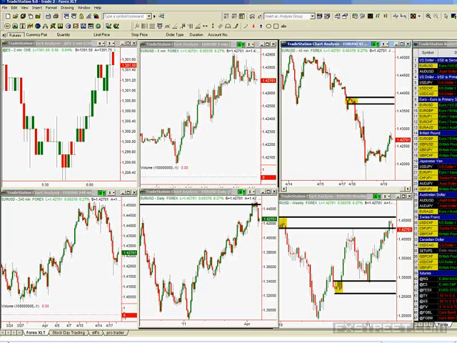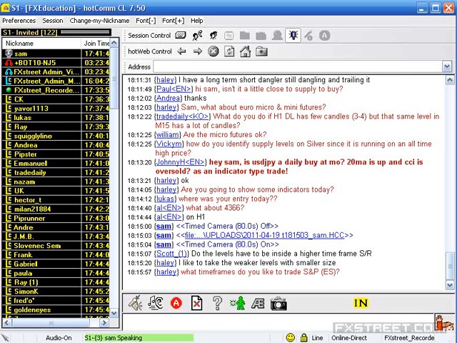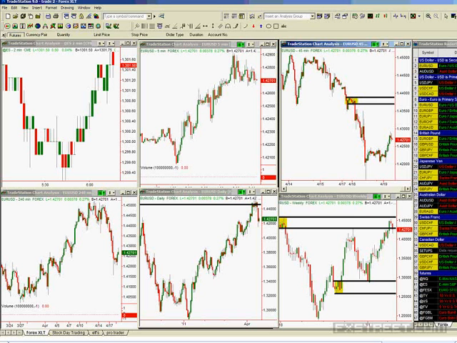Scott's asking a great question. Do the levels have to be inside larger time frame support resistance or supply and demand? They don't have to be. But 2 things. Number 1, the odds are going to be stacked in your favor if they are. But if they're not, that's okay too. Just make sure you're not taking a small time frame demand level as a buy signal anywhere near a larger time frame supply. Or you're not taking a smaller time frame supply level as a short anywhere near larger time frame demand. Okay?